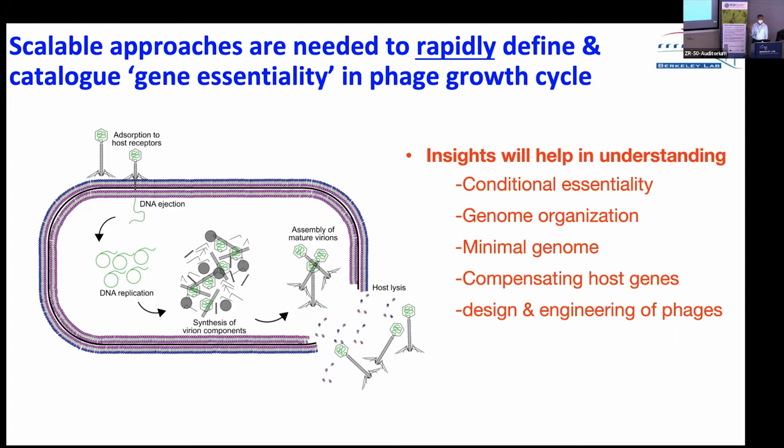can we really think about something more scalable? And why do we need these kinds of approaches? I've just listed some of them. Conditional essentiality is a pretty cool question to think about. If you're thinking of genomic organization, why are things organized this way? Or can we have a minimal genome? Can we use it for applications? What are the host compensating genes? And how do we design these things better so that we can use them for diagnostics or human health or animal health, you name it, right?